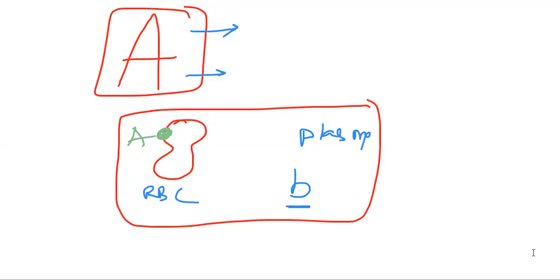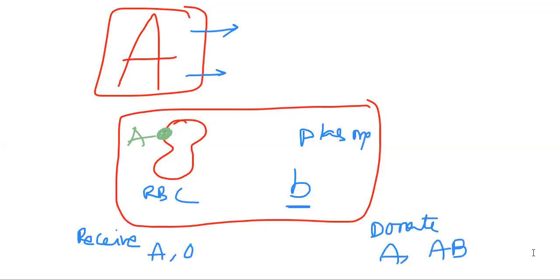That's all the issues. From where can it take the blood? A can receive blood from A and O. A can donate blood to A and AB. Yeah, these are all the issues related to the A blood group.